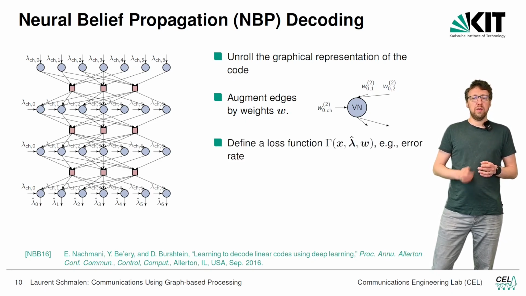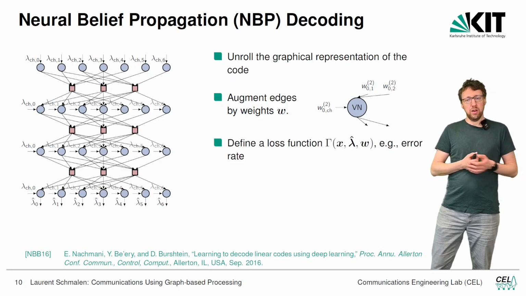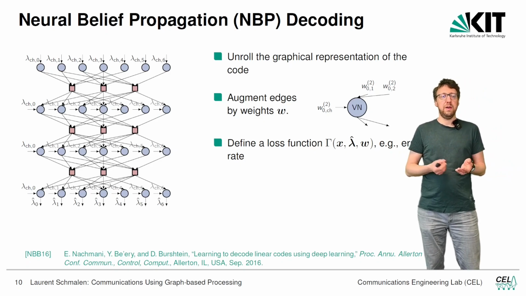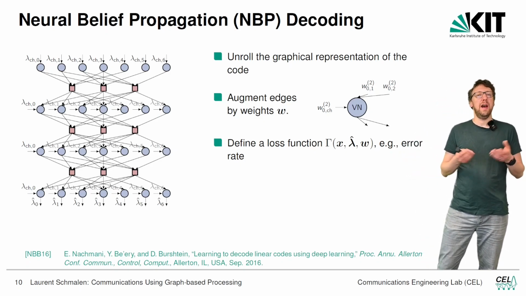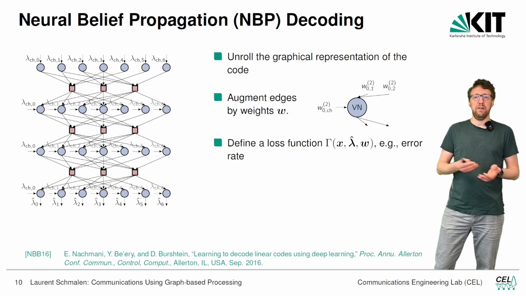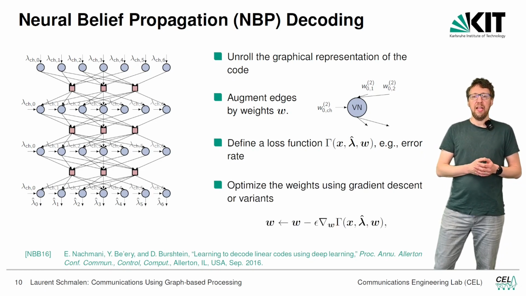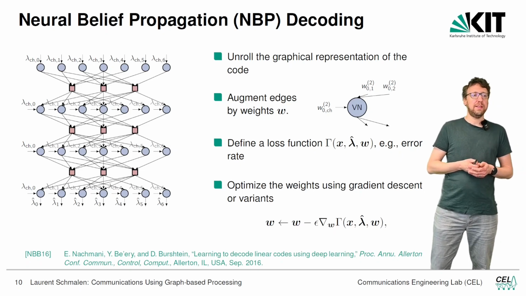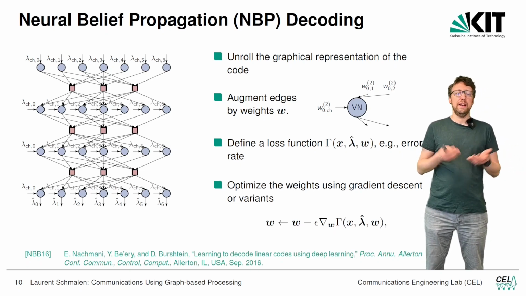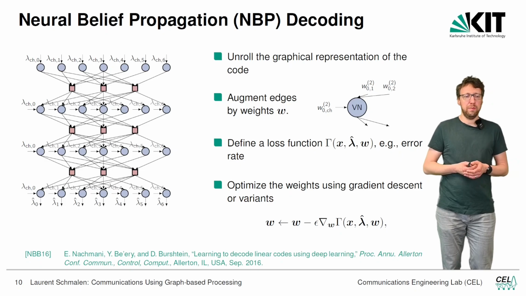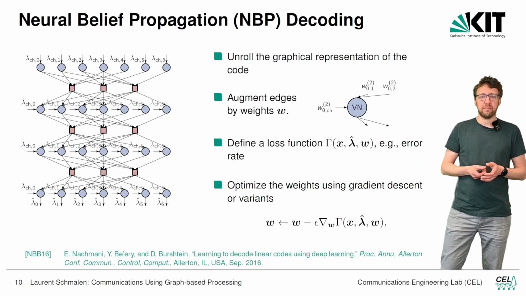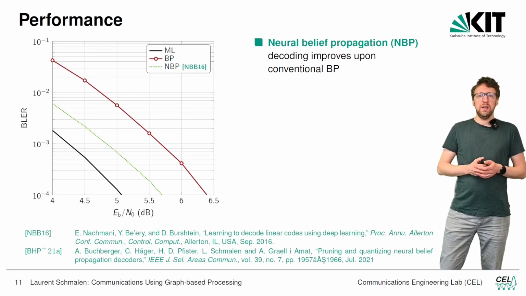So now what we do next is we can define a loss function that we want to optimize. So for instance, we want to optimize the error rate, bit error rate, block error rate, etc. And then we carry out gradient descent to optimize the weights, or we use variants of gradient descent like the Adam algorithm, etc. to optimize these weights.